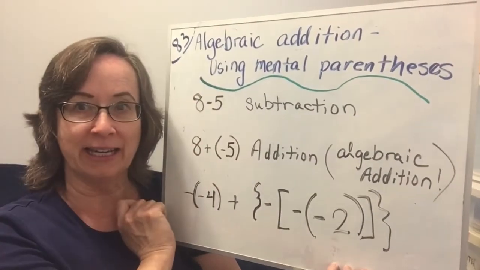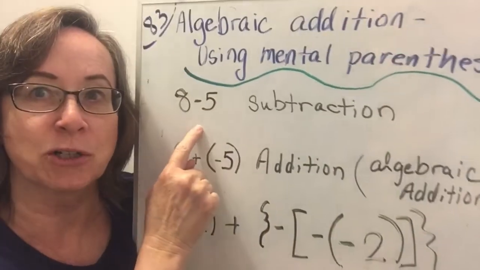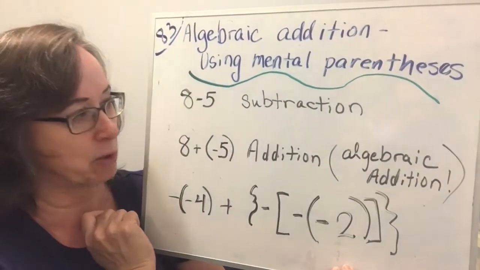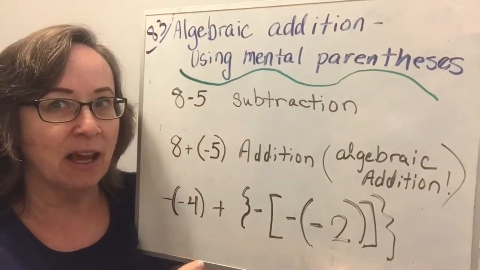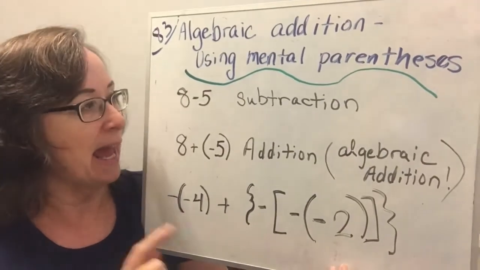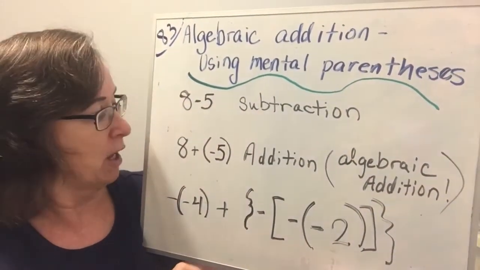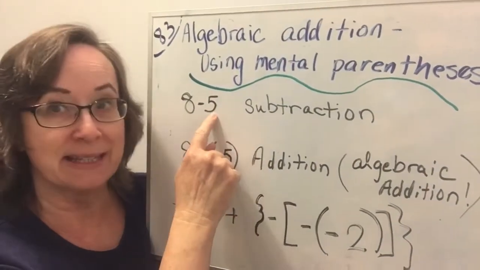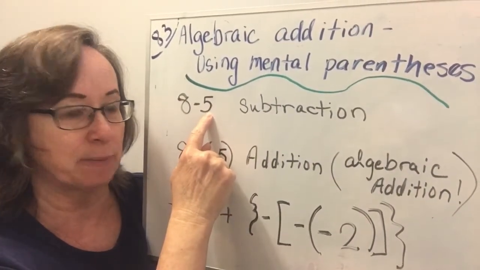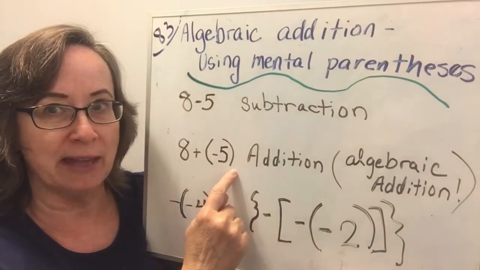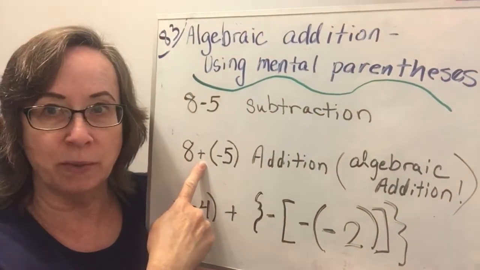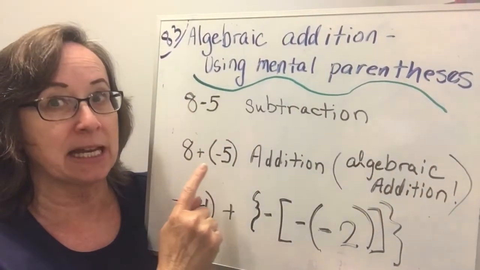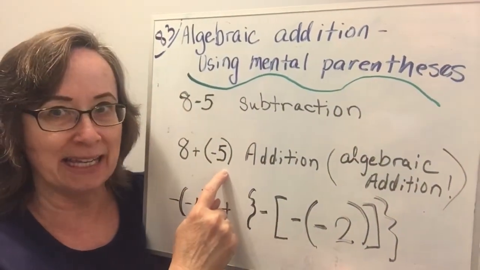This is not an addition problem, is it? It's a subtraction problem. So we have 8 minus 5 is a subtraction problem, but we can write it as an addition problem. We can attach the minus sign to the subtrahend, the number that's being subtracted. And when we do that, we can change to addition. So 8 minus 5 is the same as 8 plus a negative 5.